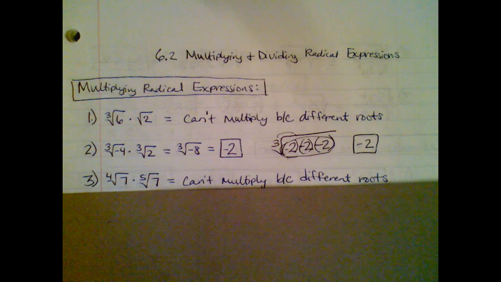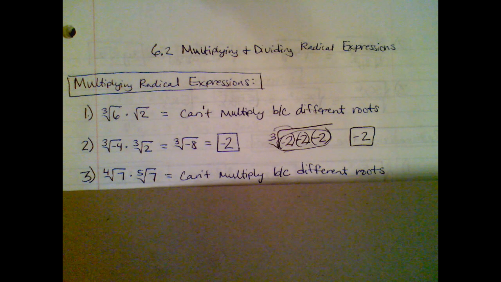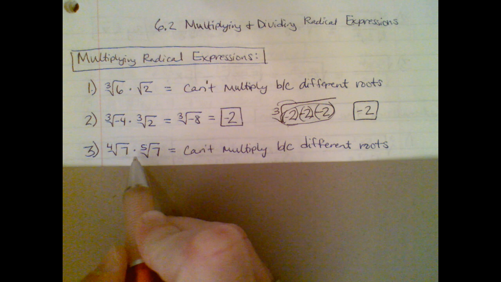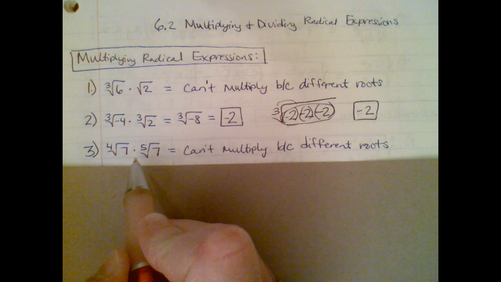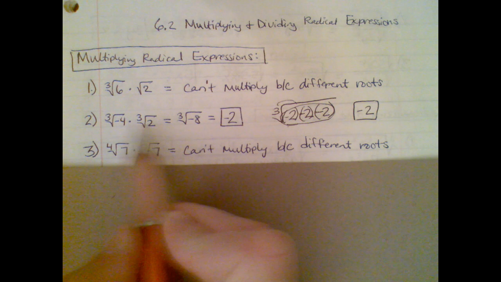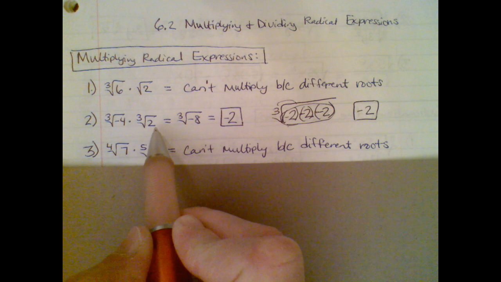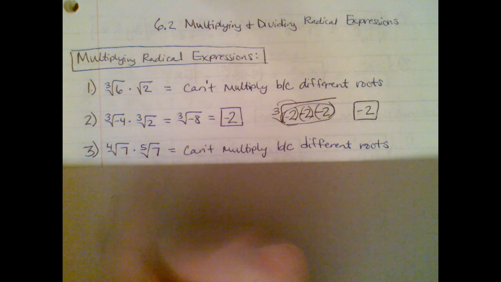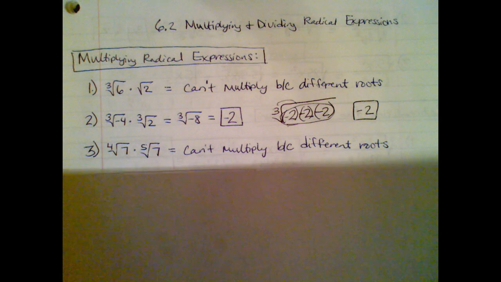For the next one, we have the fourth root of 7 times the fifth root of 7. Notice how we have the fourth root and the fifth root. The roots are different, so we cannot multiply them. Notice back on number 2, what's underneath of the radical sign was not the same. That does not matter. Just the roots have to be the same in order for us to multiply them.